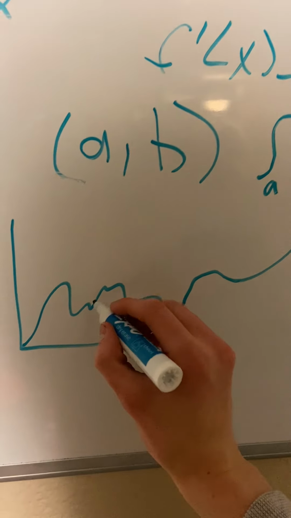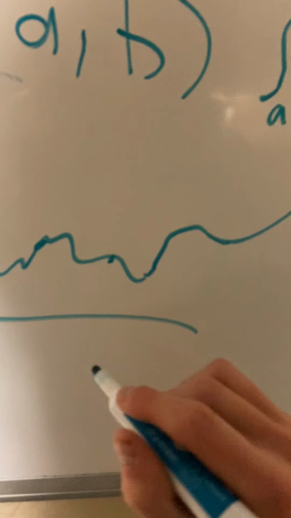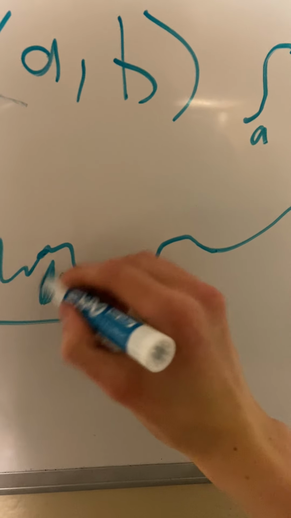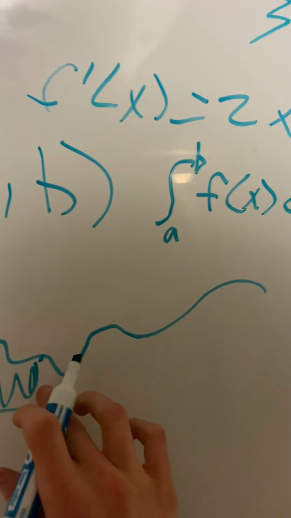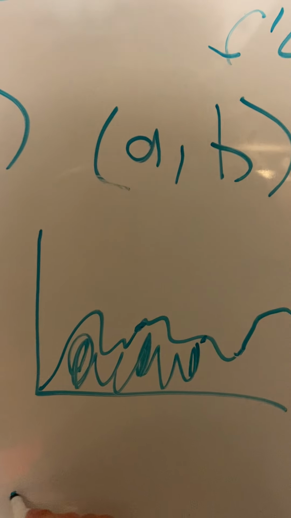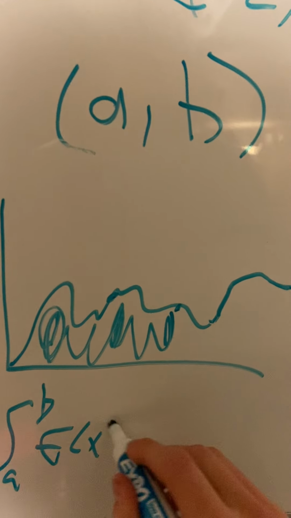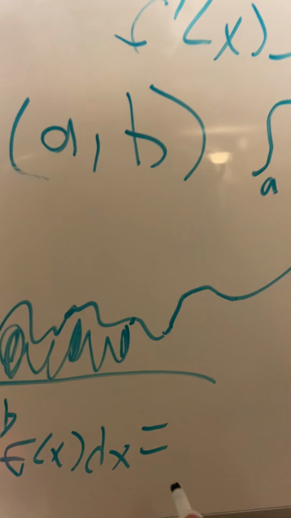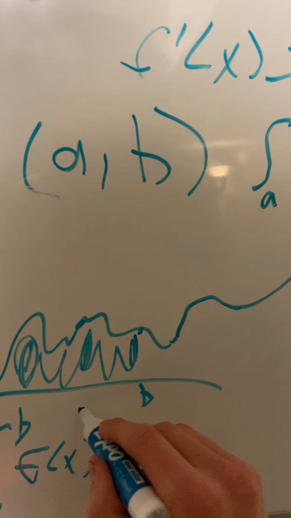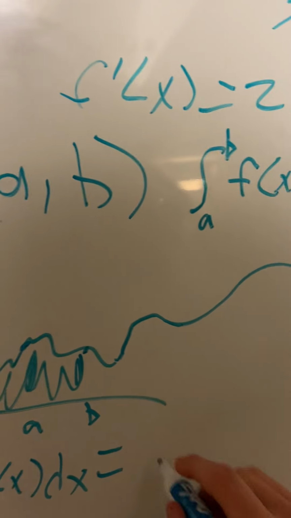So now we want to find the area from, say, here to here. We find the area of the whole thing, which we'd write as the integral from A to B of f(x) dx. This is B, this is A. So we have this. This is the area of the whole thing.